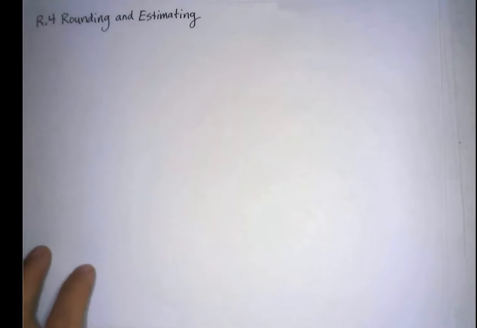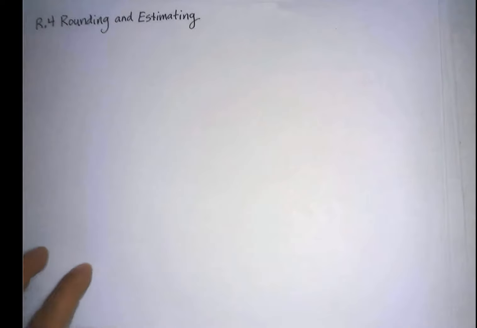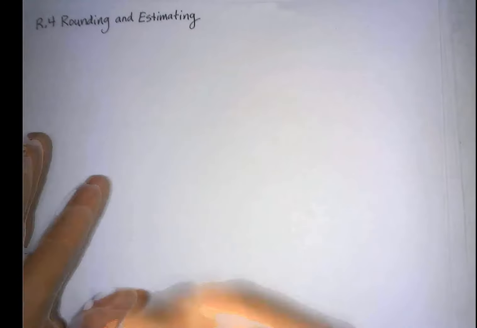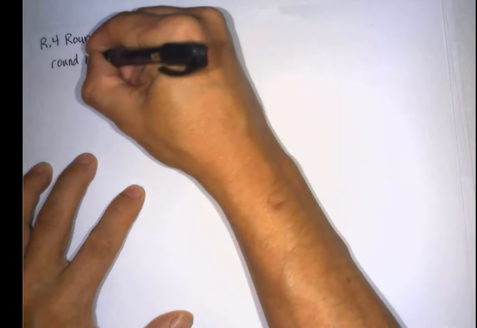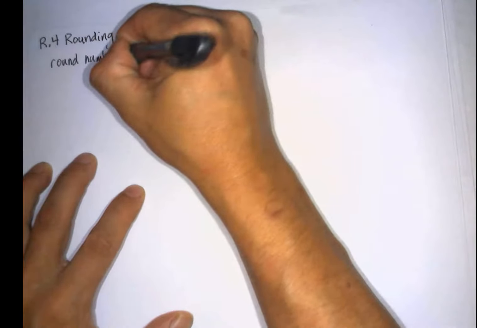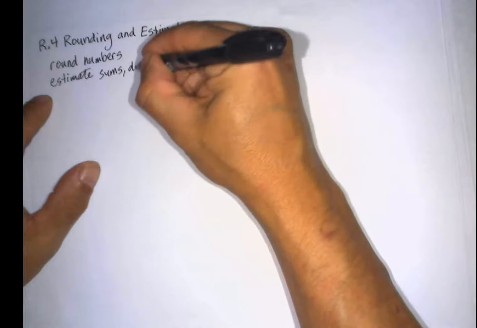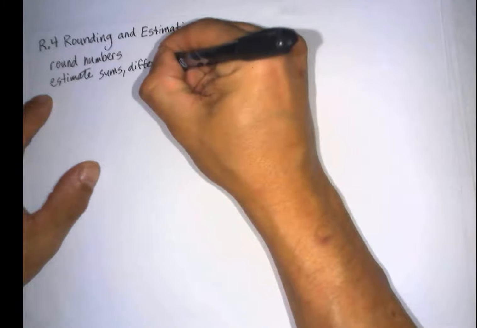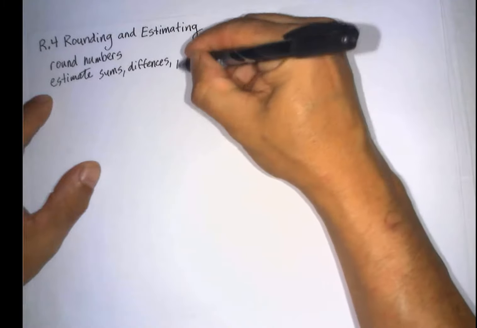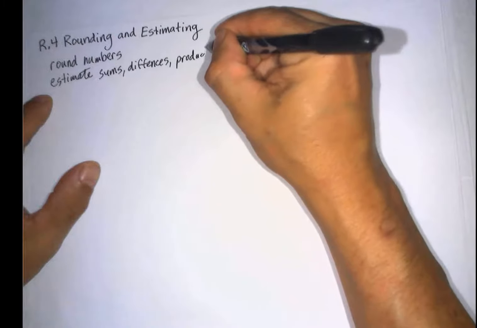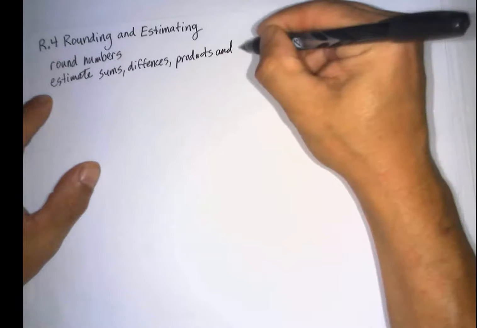All right, the fourth lecture in this series on algebra review is on rounding and estimating. And in this lecture, we are going to round numbers. And then we're going to use these numbers to estimate sums, which are two things added together, differences, which are things that are subtracted, products, which are things that are multiplied together, and quotients.